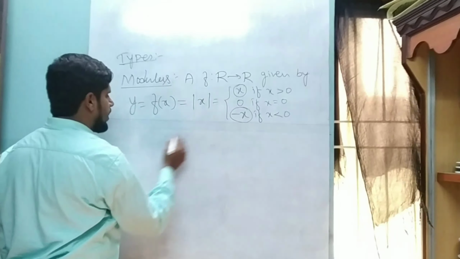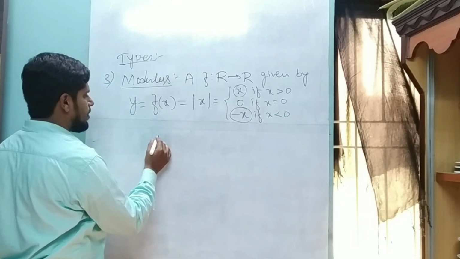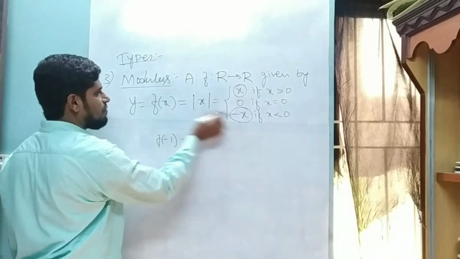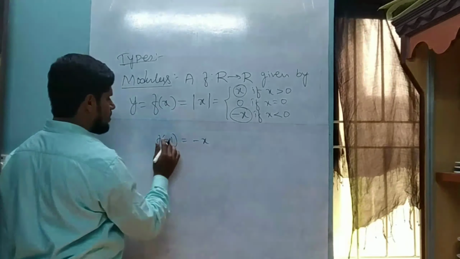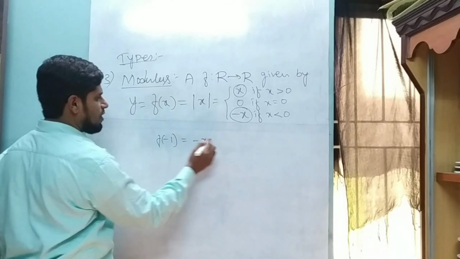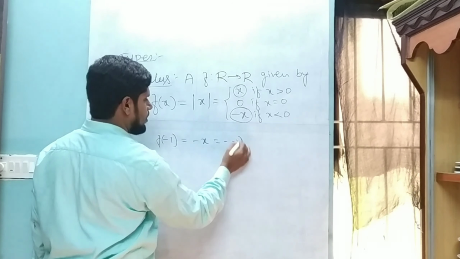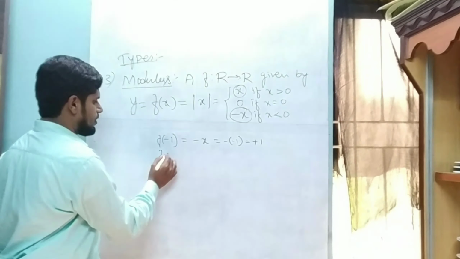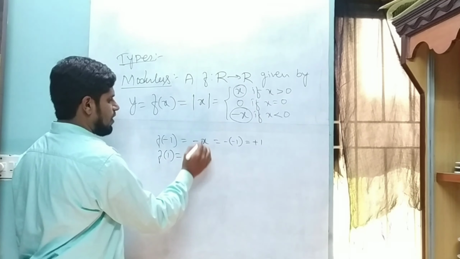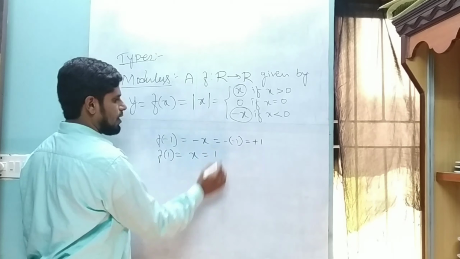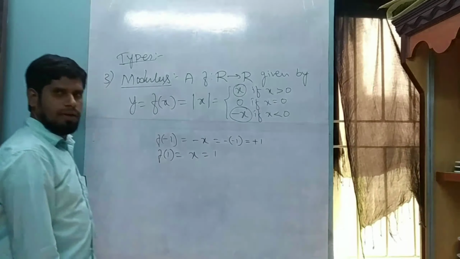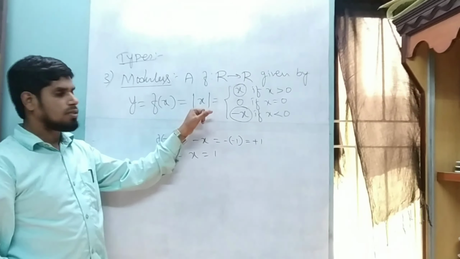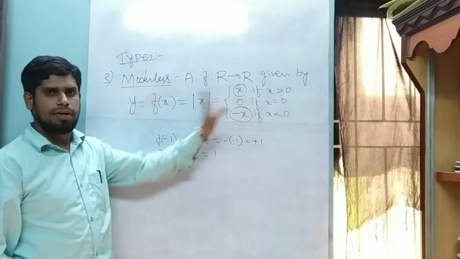For example, if I am taking negative values of x, if I am taking f of minus 1 here, x is minus 1, then for me the function is minus x. But what is x here? The value of x is minus 1, so minus of minus 1 is plus 1. If I put x is equal to 1, then the function is x, so it is plus 1. With the help of this, we can come to know that in modulus, the output is always a positive number.